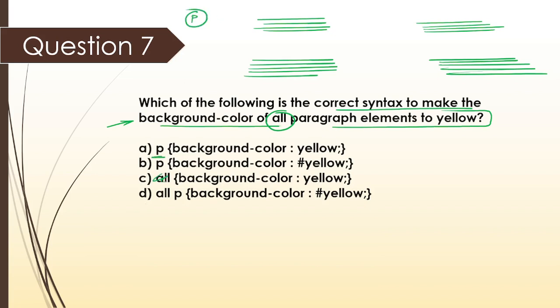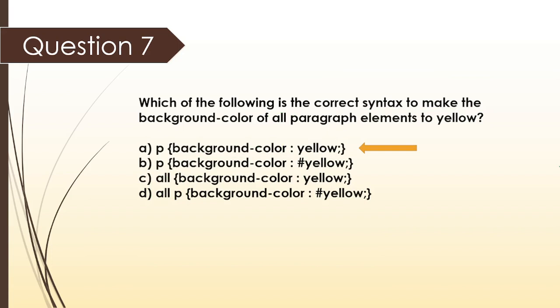Okay, all is nothing. If you have written all as the class name or ID name, only then you can write all here, otherwise all is incorrect. Okay, P, background color colon yellow and then semicolon. Okay, so option number 1 is the correct answer. Options C and D we have rejected because all is nothing here.